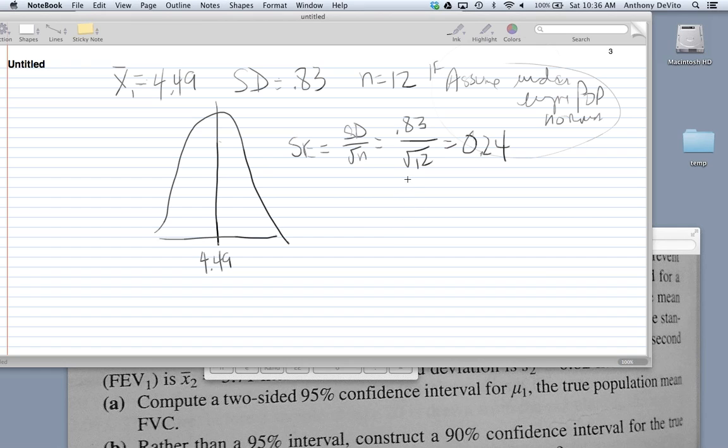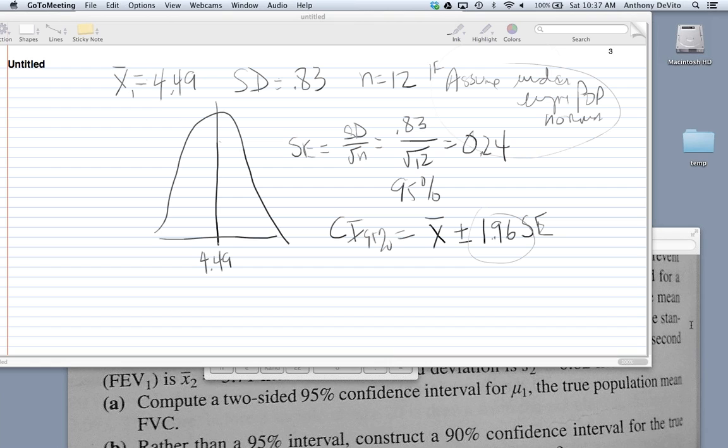So now I want to know what my 95% confidence interval is. My 95% confidence interval is going to be equal to the mean of the sample distribution plus or minus 1.96 times my standard error. Why 1.96? Any opinion on why I'm using 1.96 there? Somebody? Why am I using that?